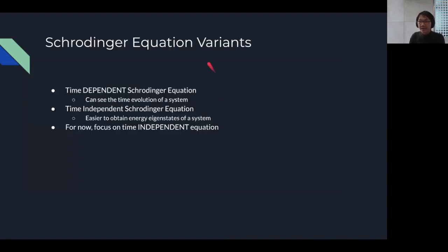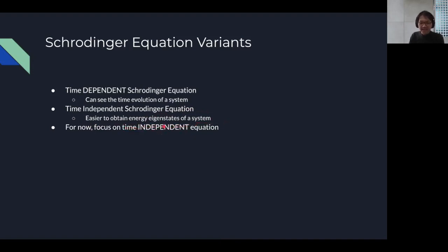So there are some variants of the Schrodinger equation. There's the time-dependent and the time-independent, and both of them are useful for different scenarios. In the time-dependent Schrodinger equation, we can see the time evolution of a system. Over time, your quantum system will undergo a natural order of change, and this is useful for modeling certain physical phenomena. But for our purposes, we only care about the time-independent Schrodinger equation, which makes it easier to obtain the energy eigenstates, or the energy levels of a system.